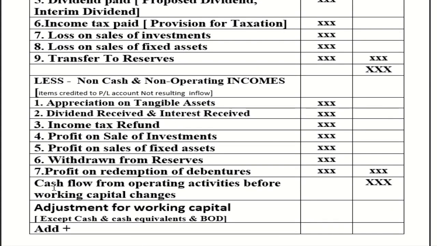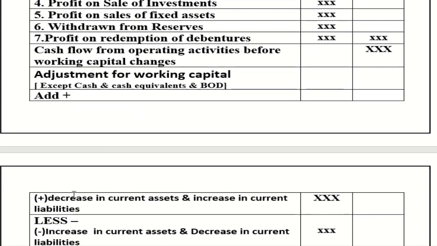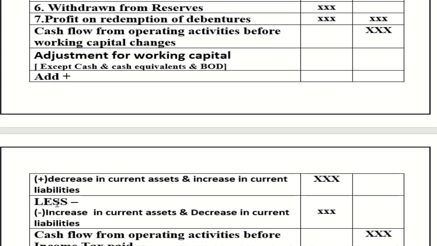Then you will get the cash flow from operating activities before working capital changes. Working capital means the difference between current assets and current liabilities. While doing these working capital changes, you should ignore cash and cash equivalents and bank overdraft. Now add a decrease in current assets and an increase in current liabilities. Next, less an increase in current assets and a decrease in current liabilities, you have to deduct it.